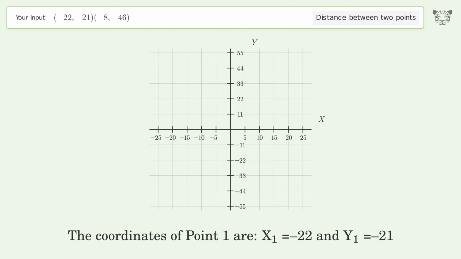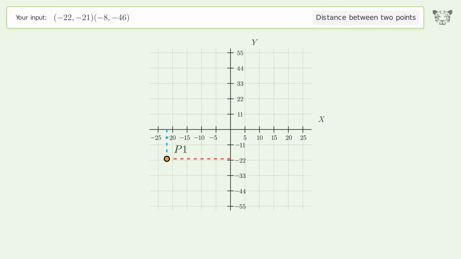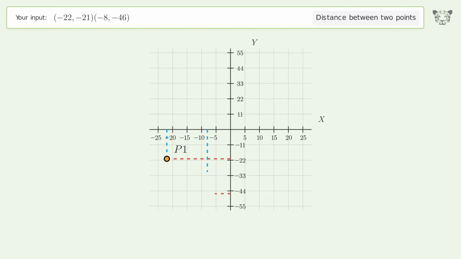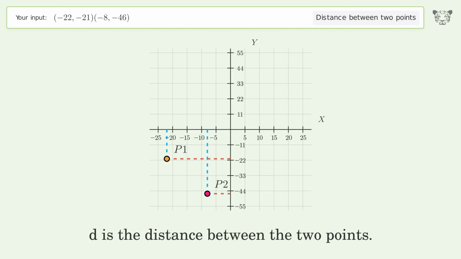The coordinates of point 1 are x1 equals -22 and y1 equals -21. The coordinates of point 2 are x2 equals -8 and y2 equals -46. D is the distance between the 2 points.